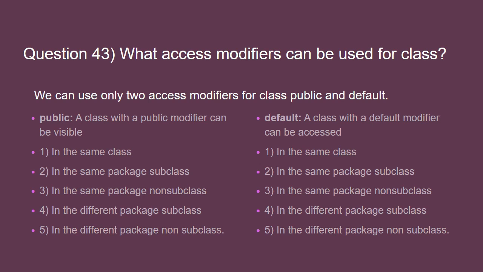Question 43. What access modifiers can be used for class? We can use only two access modifiers for class: public and default. Public: a class with a public modifier can be visible. 1. In the same class. 2. In the same package subclass. 3. In the same package non-subclass. 4. In the different package subclass. 5. In the different package non-subclass.